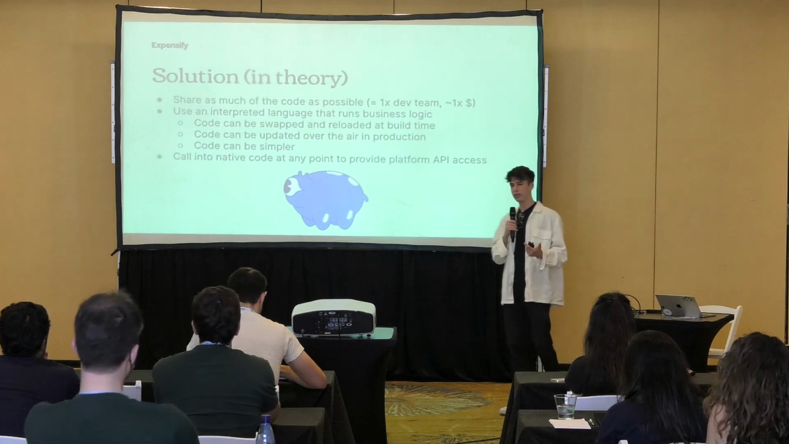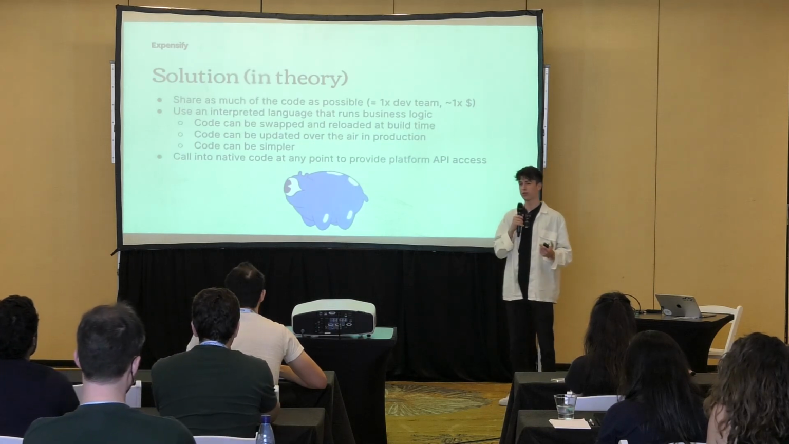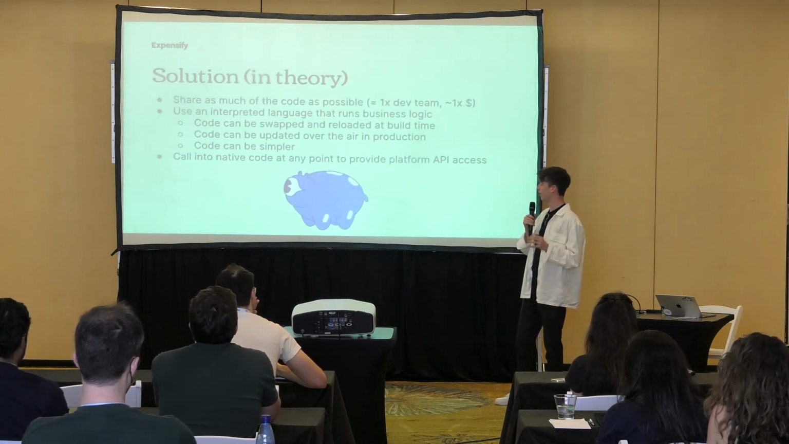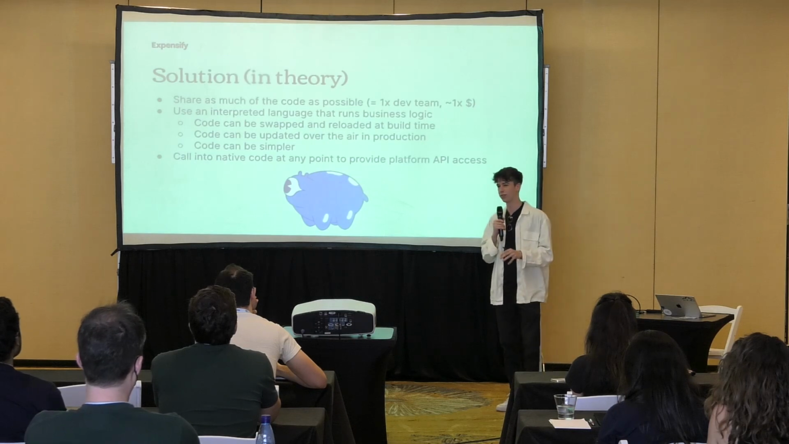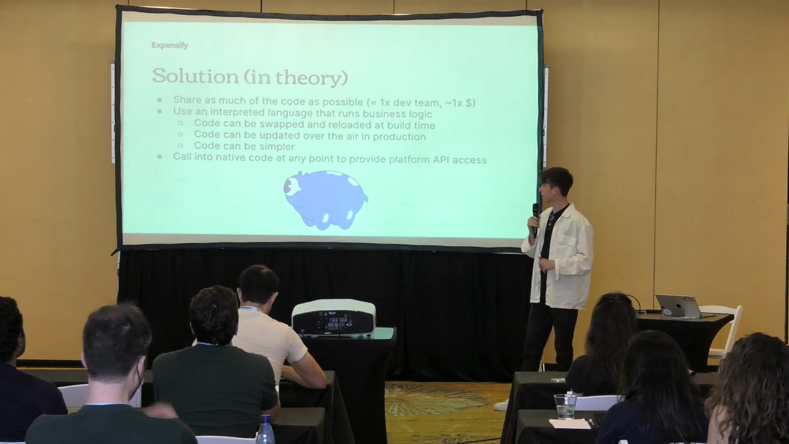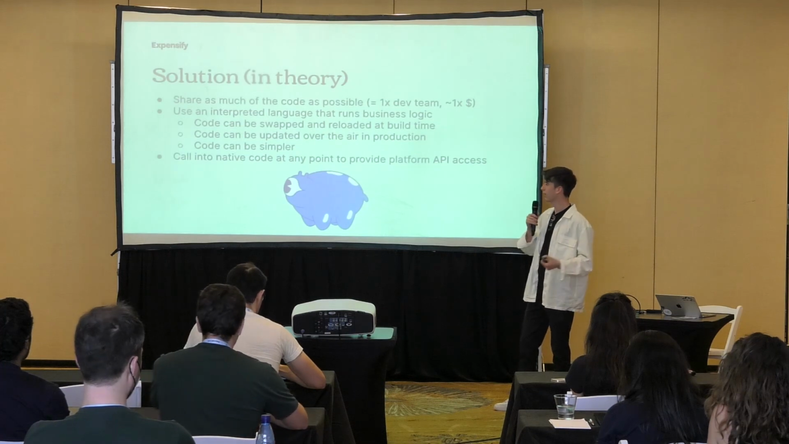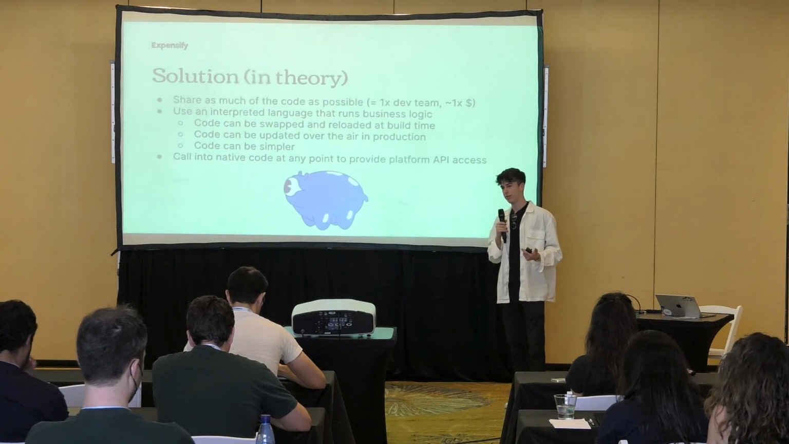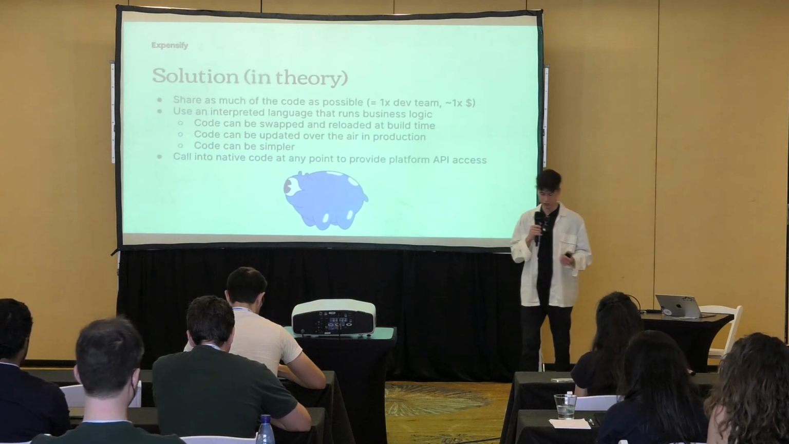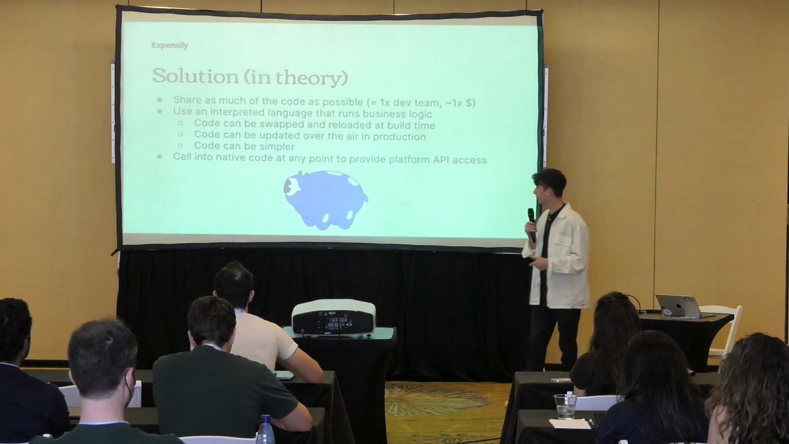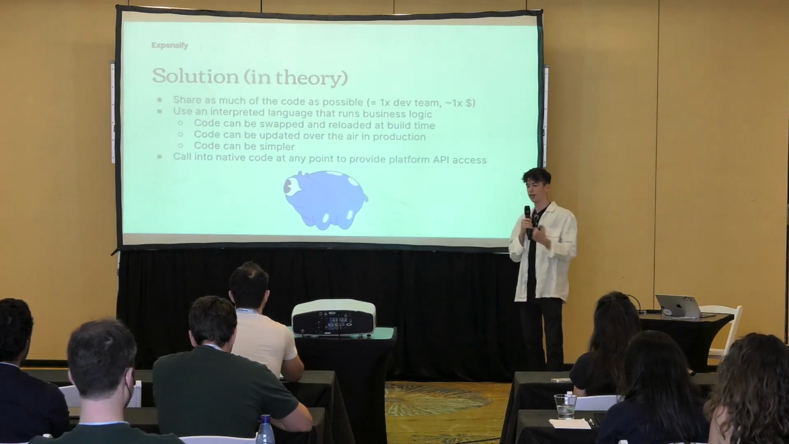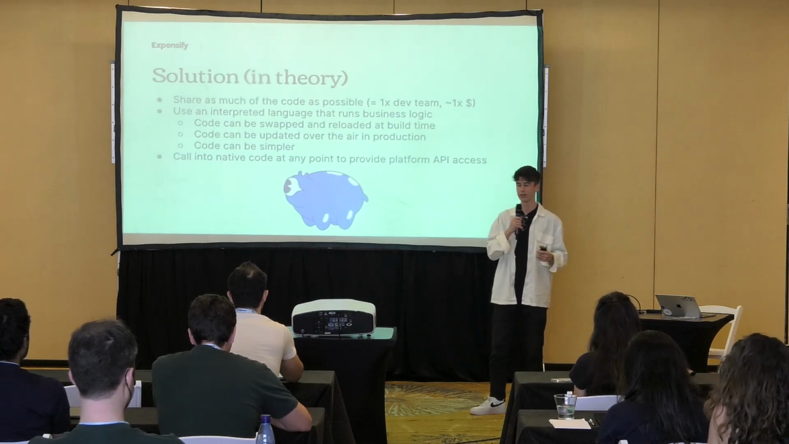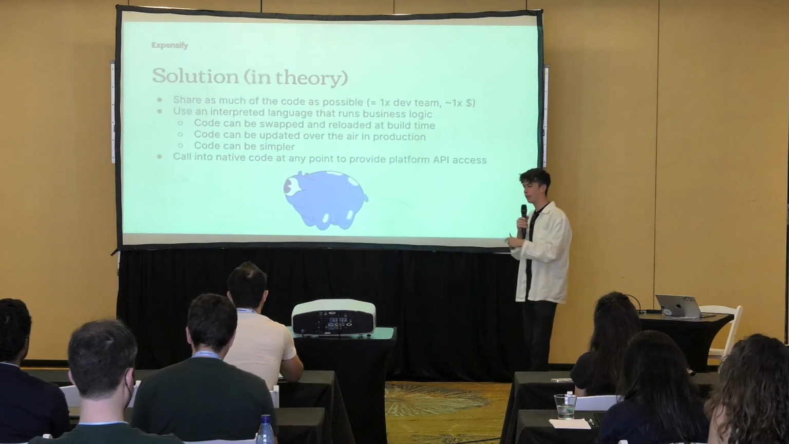The solution, or the theory to solve all of this, would be to share as much of the code as possible, so that we ideally have only one dev team with roughly half the total cost of developing an app and dev team costs and everything. Plus we want to have an interpreted language that runs the business logic. The benefit of an interpreted language instead of a compiled language is that the code can be swapped and reloaded at build time. Because, an interpreted language, is everybody familiar with what the difference is? Yeah, looks like okay. The code can also be updated over the air in production.